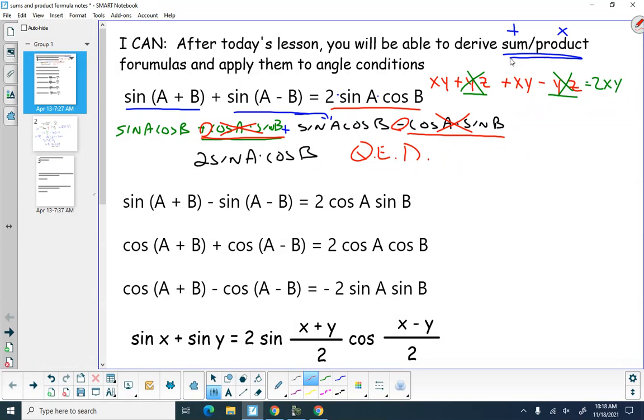Why would it be 2 sine A 2 cosine? If I have one xy here and I have another xy here, how many xy's do you have? 2 xy's. So, oh yeah, I see. All right.